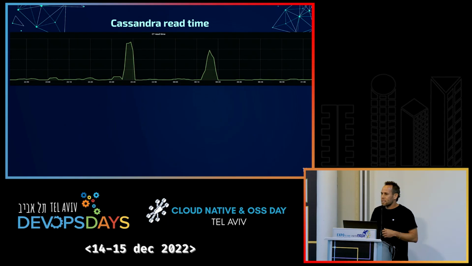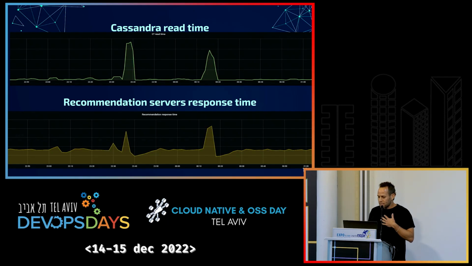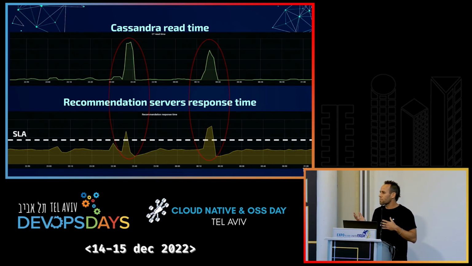Now let's see what happens in the next scenario. Let's say that Cassandra has a hiccup and the response time increased dramatically. Now, the effect on our recommendation service is really bad. Sadly, you can see here that due to this hiccup in Cassandra, we have an SLA breach.